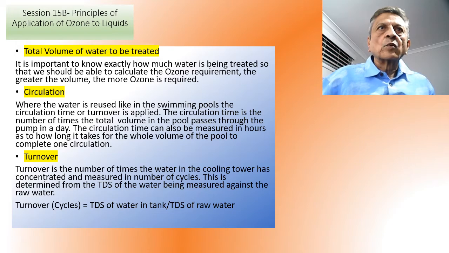Circulation, where the water is reused like in swimming pools, the circulation time is applied. The circulation time is the number of times the total volume in the pool passes through the pump in a day. The circulation time can also be measured in hours as to how long it takes for the whole volume of the pool to complete one circulation. This is necessary because we want to make sure that the pool can be sufficiently chlorinated or treated in the amount of time.